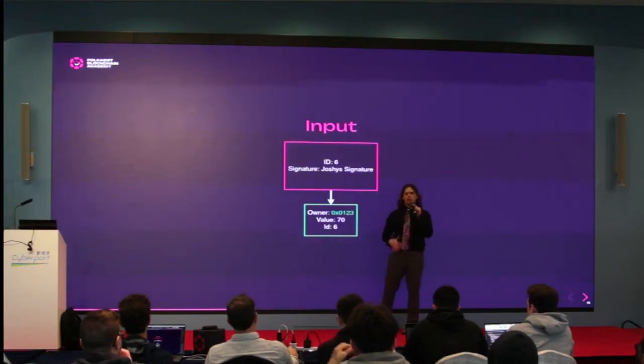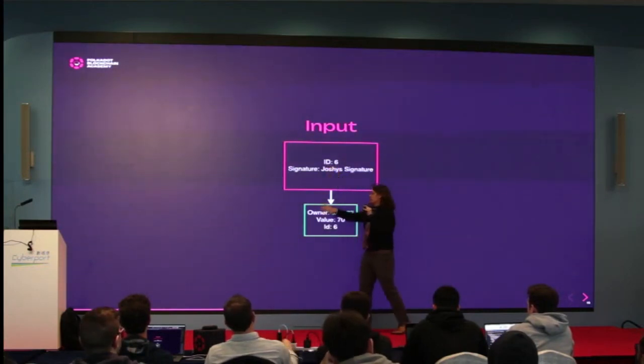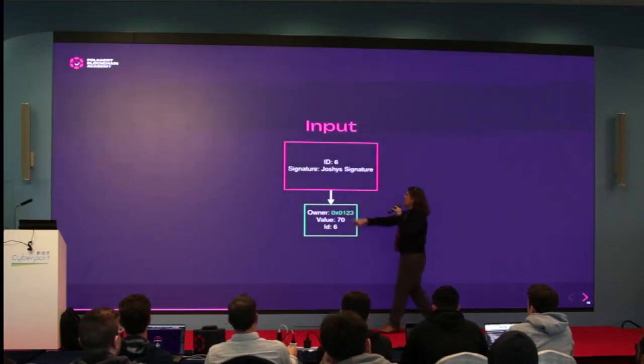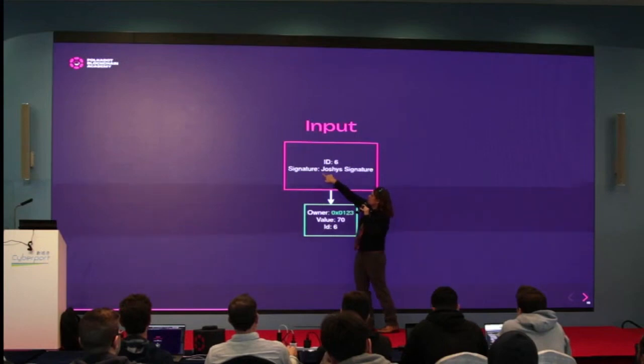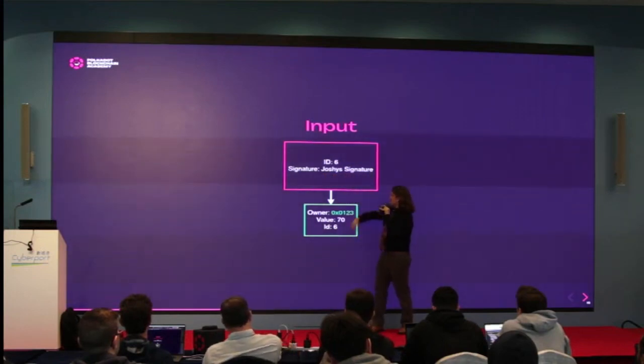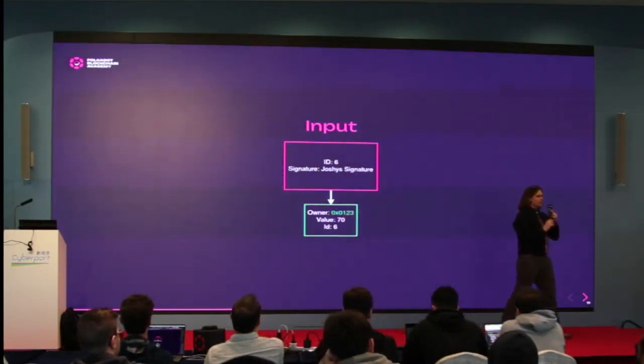What the blockchain will do is look up UTXO ID number 6. It'll say, okay, who owns this thing? 0123. And who signed it? Here's the signature. And so it will check that that's a valid signature that comes from the correct owner. And if it is, then at least this part of the transaction validation succeeds.